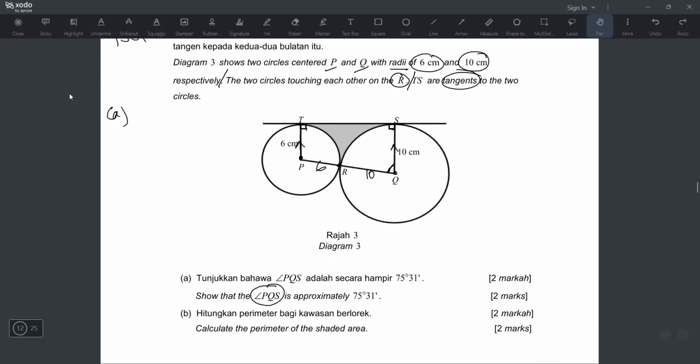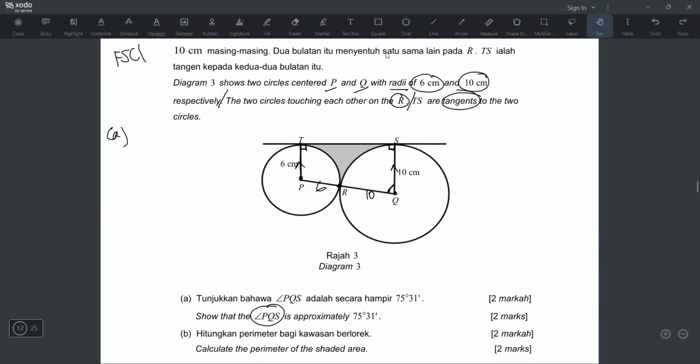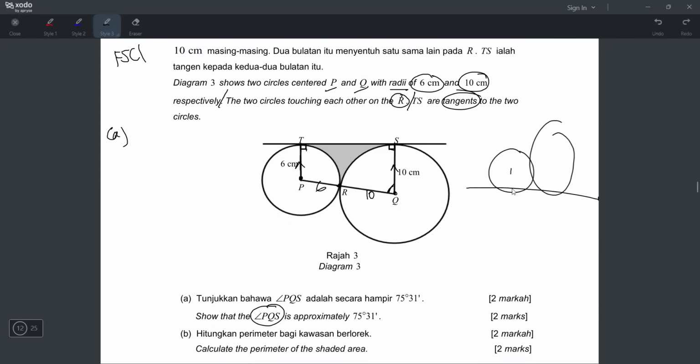Maybe you ask, sir, how come you know this so fast? The reason I know so fast is because I do a lot of exercise, and I'm very familiar with this kind of question where they give you two circles, one big, one small, joined like that. The method is always like that. So when you do a ton of exercise, you will get so good at it.